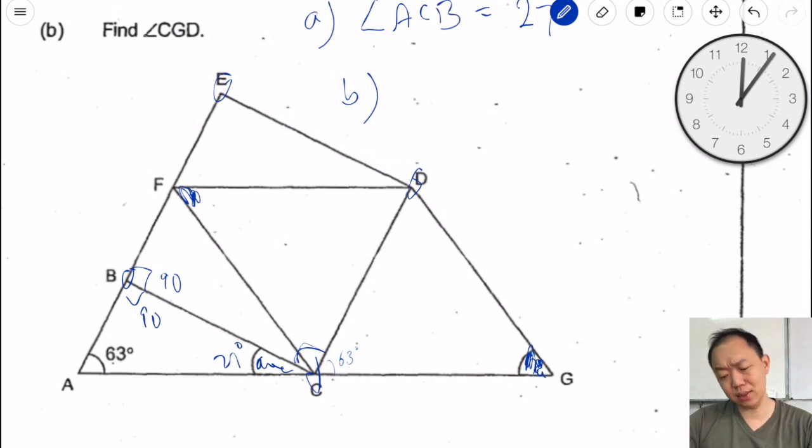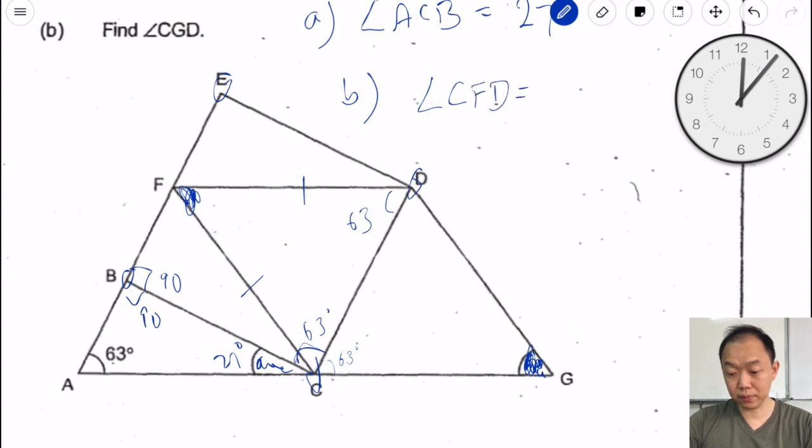What other clues do I have? 90, 63, 90, 27. Okay, isosceles triangle, same side. CGD is 63, and this is also 63. I see this triangle, so here is also 63 degrees, and that will help me find this. I want to find angle CFD. CFD is 180 minus 63 minus 63, 54.